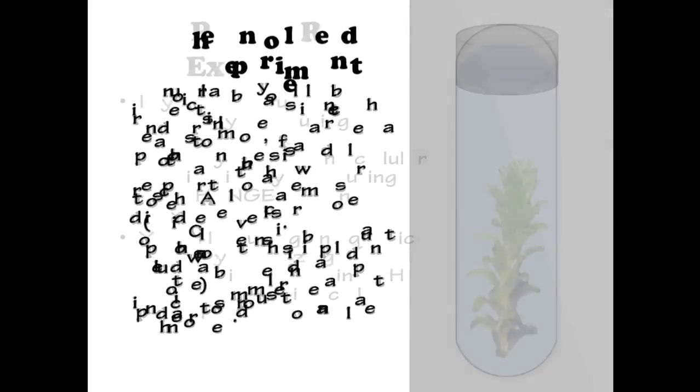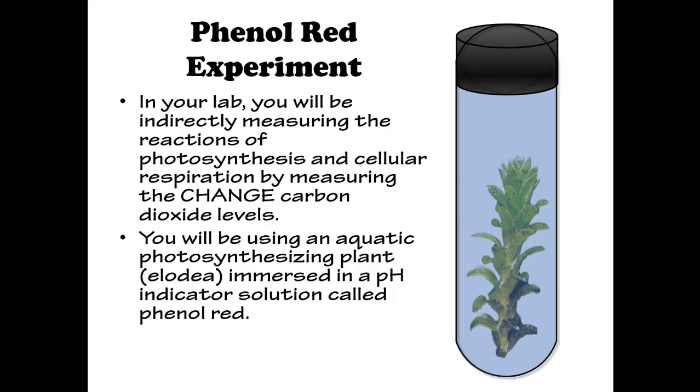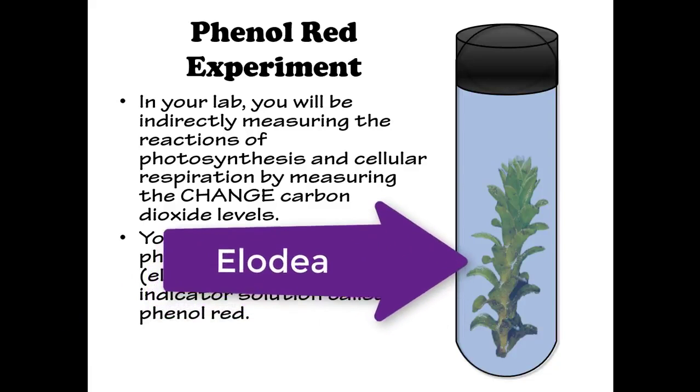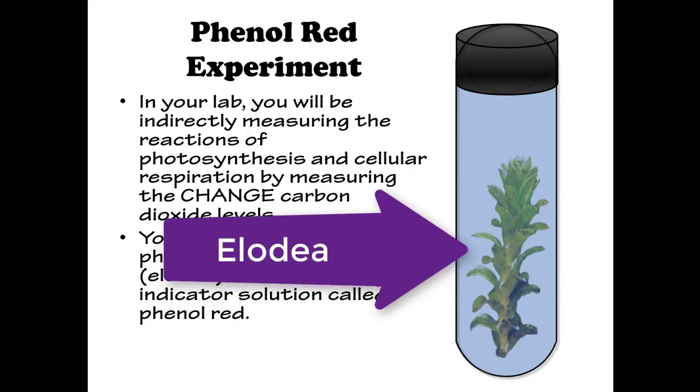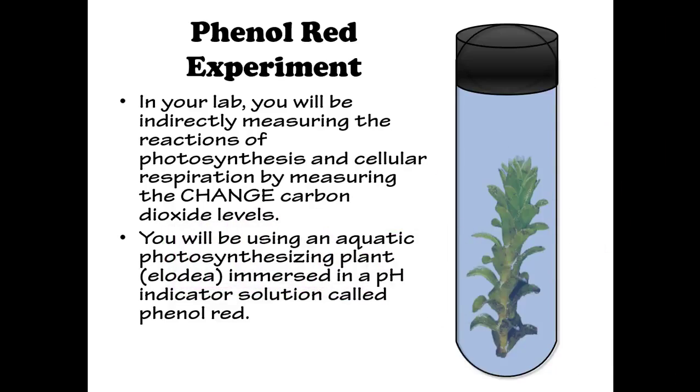The last experiment you will be doing is the phenol red experiment. In this lab, you will be indirectly measuring the reactions of photosynthesis and cellular respiration by measuring the change in carbon dioxide levels. You will be using an aquatic photosynthesizing plant called Elodea. The Elodea is going to be immersed in a pH indicator called phenol red.